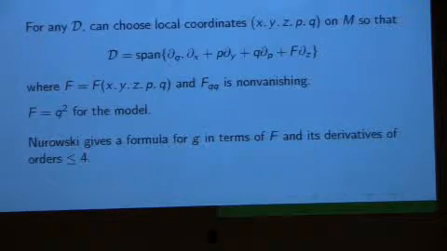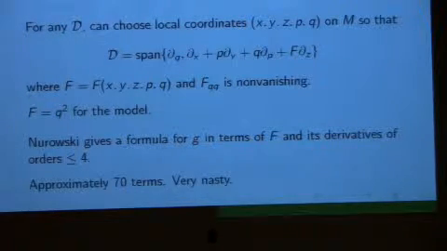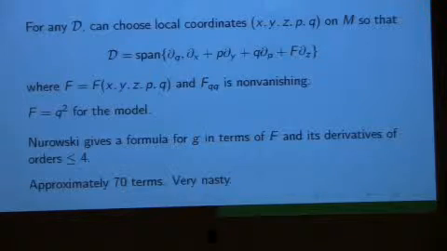So it turns out the metric depends on f and its derivatives up to order 4, and you wouldn't want to do this by hand. The formula has approximately 70 terms in it. It takes basically a page to work out. He did it all with Mathematica. He does everything on Mathematica, of course.